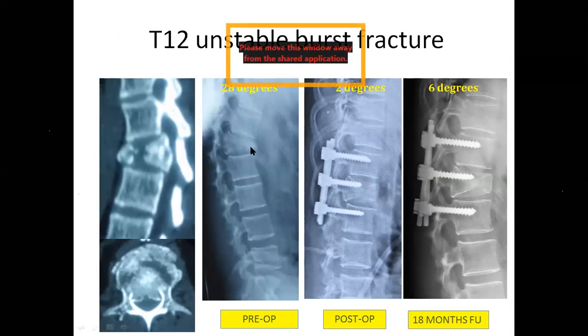So when I take a CT scan, I look for the pedicle. So you see, this is the vertebral body. This is the posterior arch. This is the transverse process. This is the pedicle.